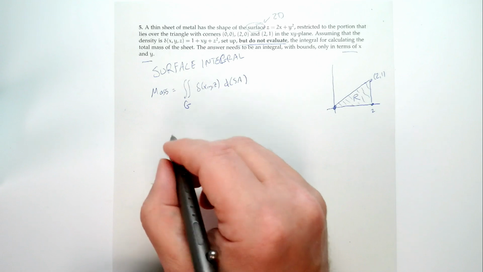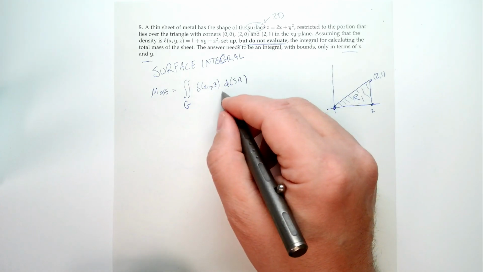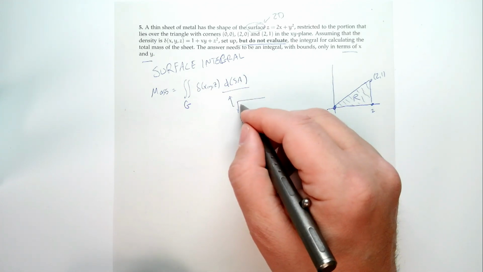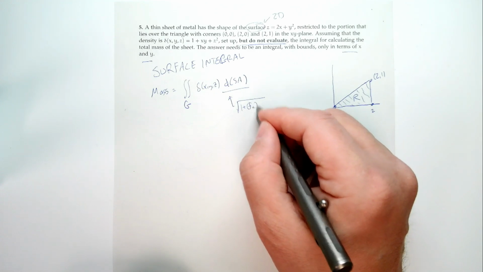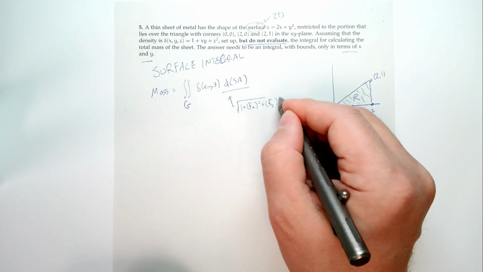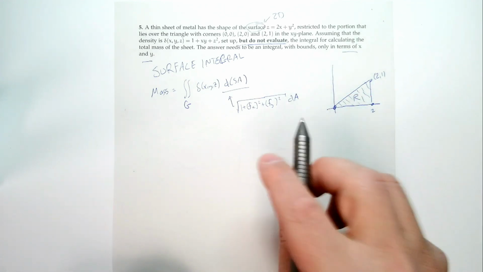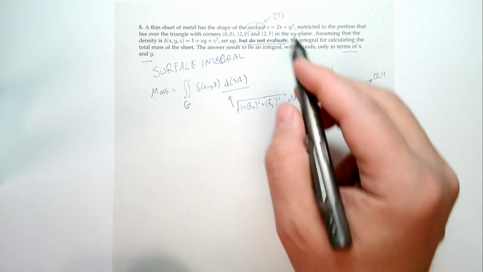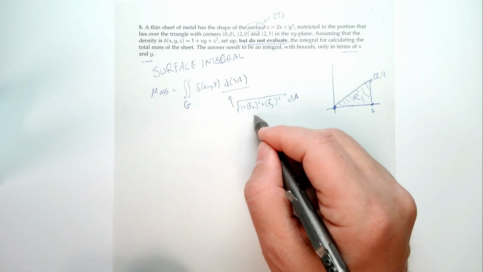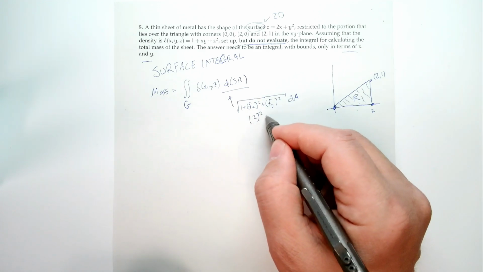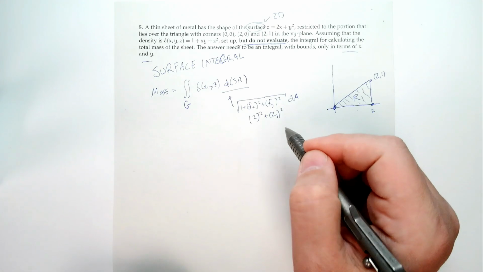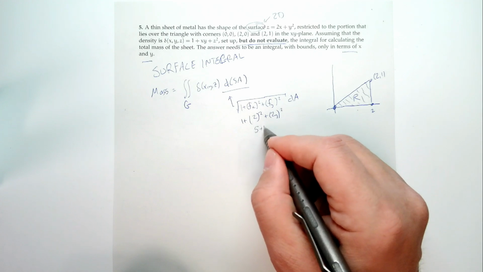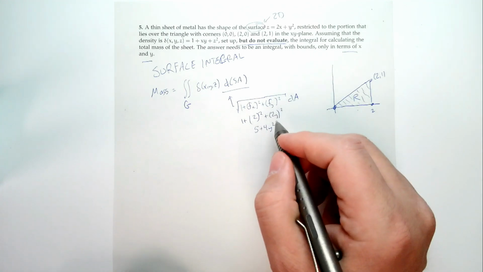So what we need to do is a couple of things. Well, what is our dS? That is the surface area piece. So that's the square root of 1 plus f sub x squared plus f sub y squared dA, where we integrate over R. So in our case, if we come here, f sub x is 2 and f sub y is 2y. And the 1, by the way, is 1. So this will become 5 plus 4y squared, all underneath the square root sign.